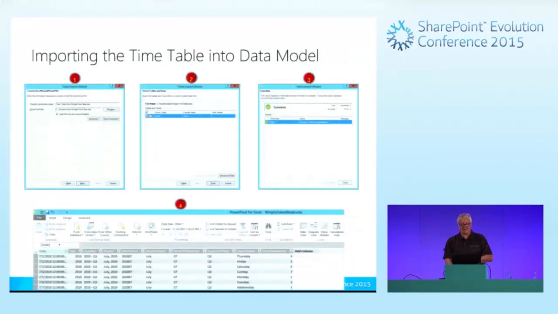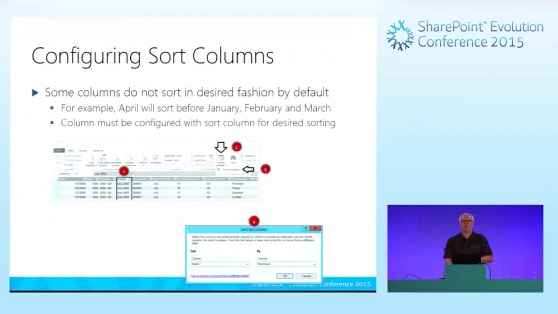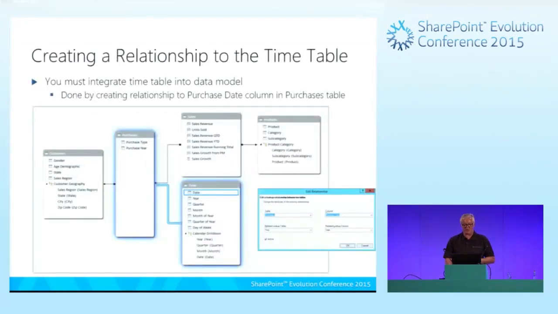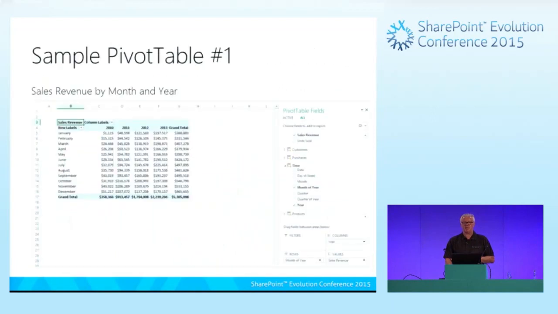Once you've added the timetable, another thing you have to worry about is when you look at things by month, well, February sorts before January. So generally, when you have a column that doesn't sort the way you want automatically, you add a second column. January is complemented by another column, I'll call it month sort, which is 1. And you can point to a column and say, have this other column be the column that sorts this column. So basically, you have to configure your sort columns. You have to create the relationship. But once you've done that, you're going to have lots of different ways to look at your data by time.